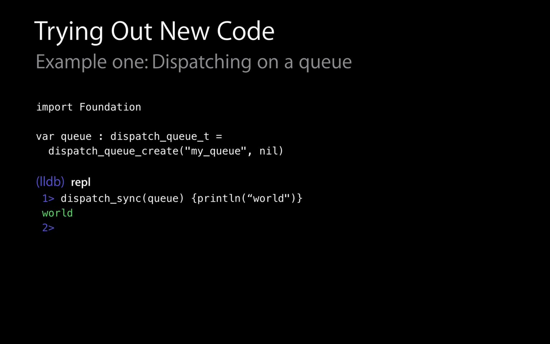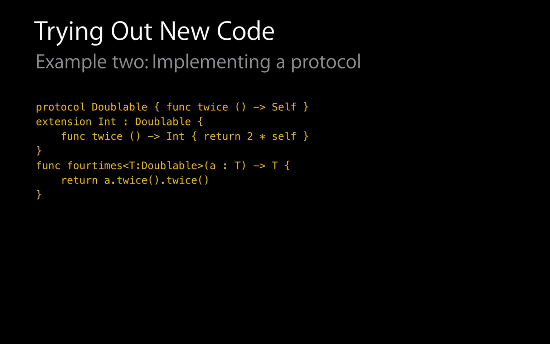Let's look at another example. In this example, I've got a protocol. This protocol says I'm a type of thing that can be doubled. And in my code, I've implemented an extension to this built-in Swift integer class that makes it be doubleable. So calling twice on an integer now returns 2 times that integer. Using that protocol, I've implemented a generic function that knows how to get 4 times something by doubling it twice.